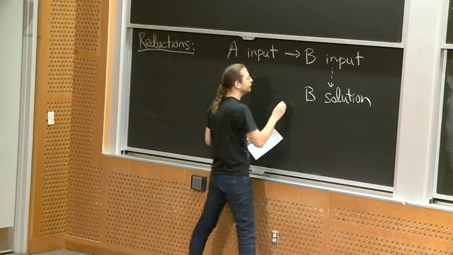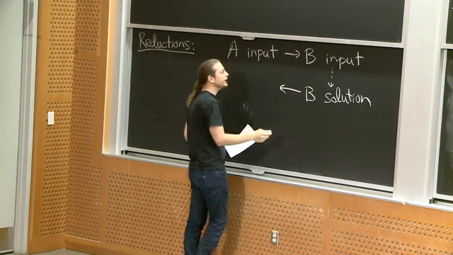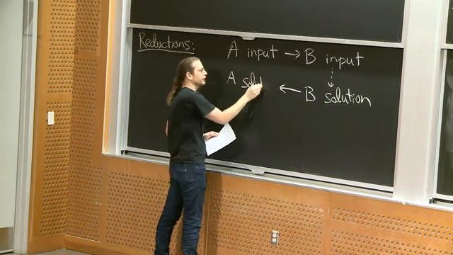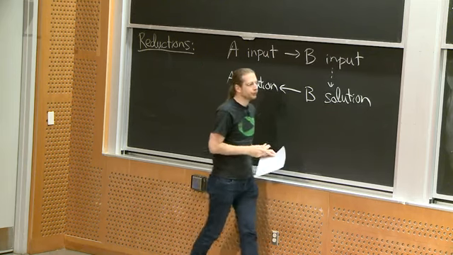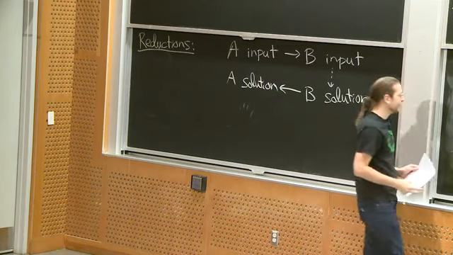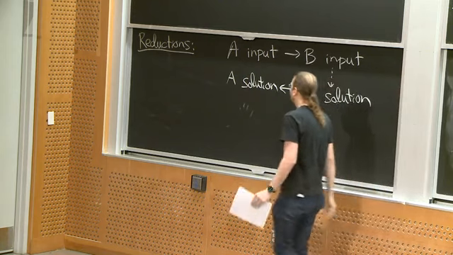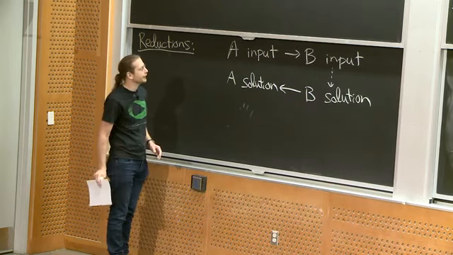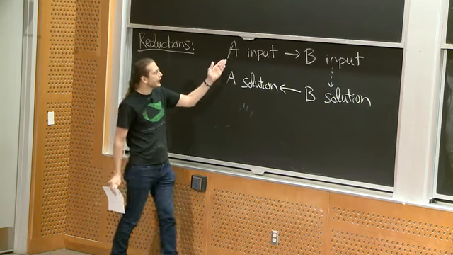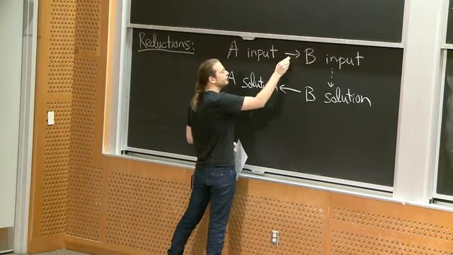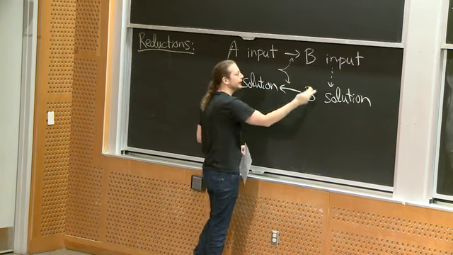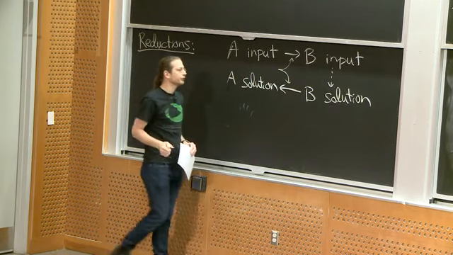And a reduction should also tell me how, given a solution to B, to convert it back into a solution for A. And when I say solution here, I actually mean certificate from over there. So a reduction consists of these two pieces: how to convert an input at A to an input for B, and given a solution to B, how to convert it to a solution to A.